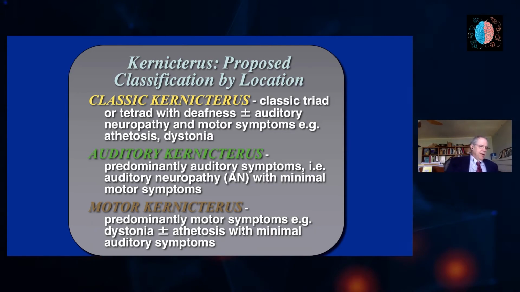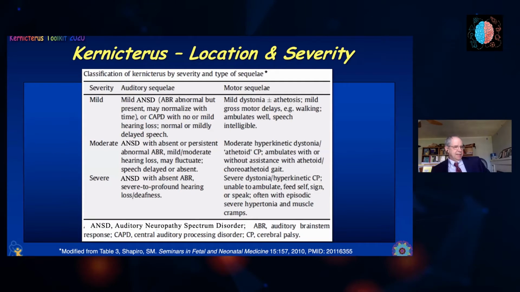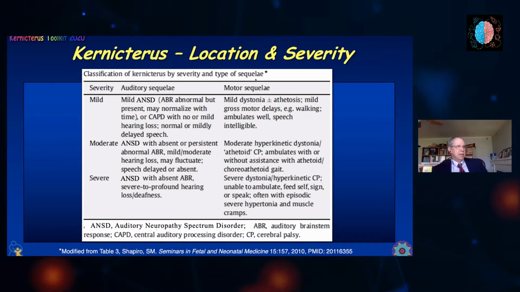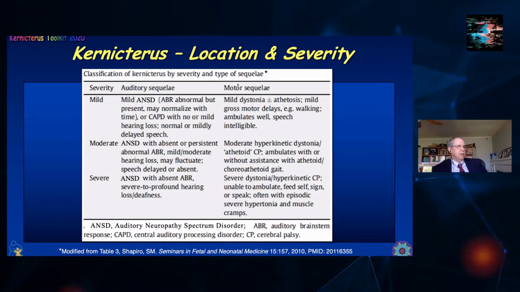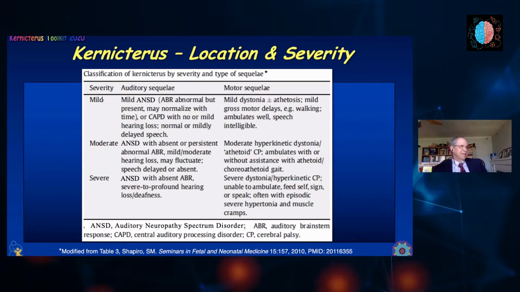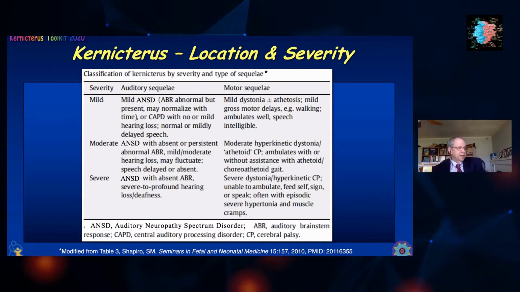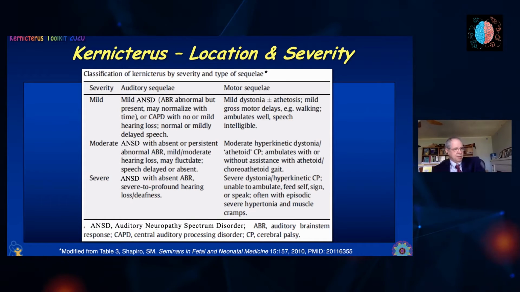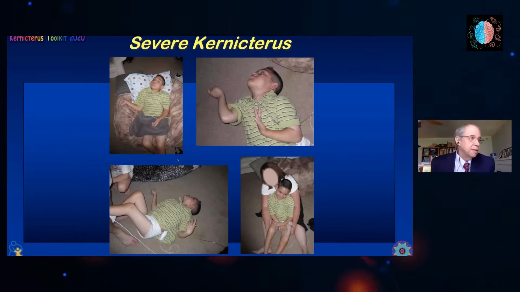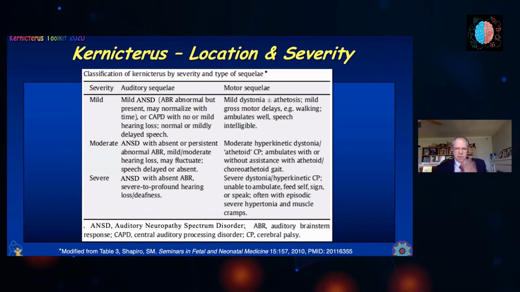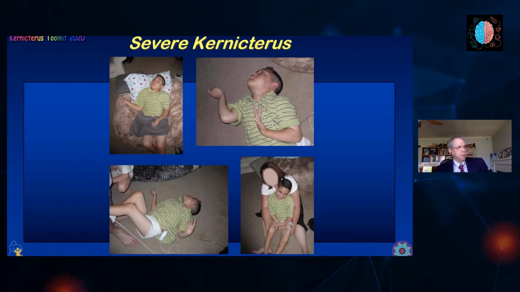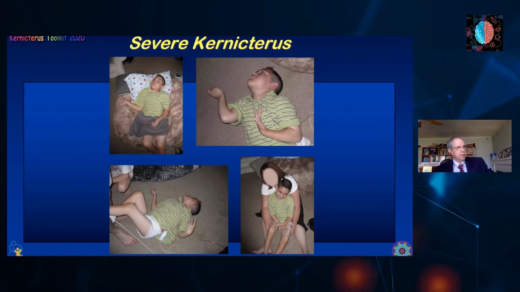So in a paper from 2010, I classified kernicterus by its severity and type of sequelae into auditory and motor, and basically described mild, moderate, and severe, and what distinguishes them, and tried to put some consistency on defining this symptom. Here's a child with rather severe dystonic cerebral palsy, which is severe motor kernicterus.